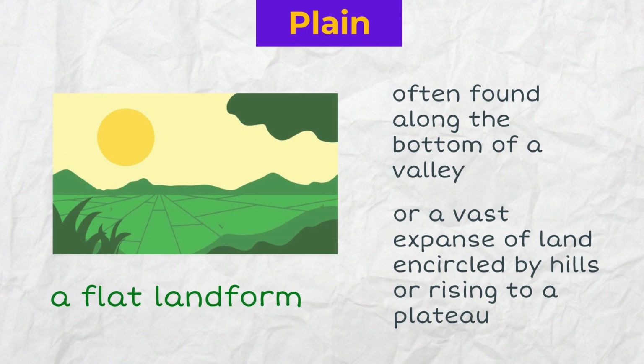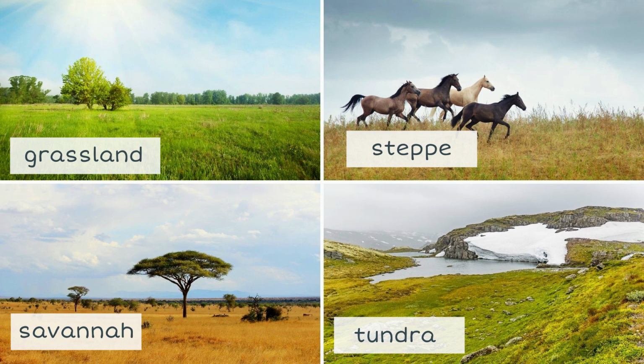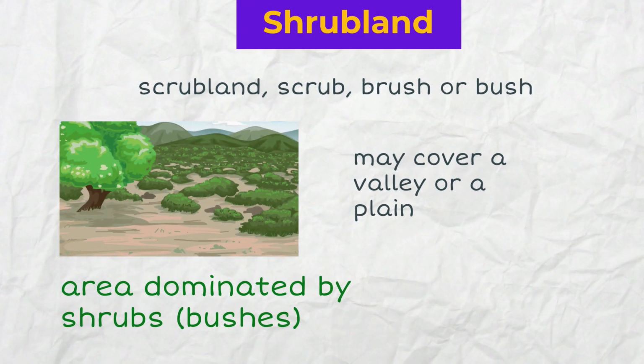A plain is a flat landform that is often found along the bottom of a valley, or it may be a vast expanse of land encircled by hills or rising to a plateau. Plains are typically grassland, steppe, savanna, or tundra. Shrubland, also known as scrubland, scrub, brush, or bush, is an area dominated by shrubs and bushes, and it may cover a valley or a plain. But even in a desert, there may be patches of shrubs that are adapted to arid land and dry climate.